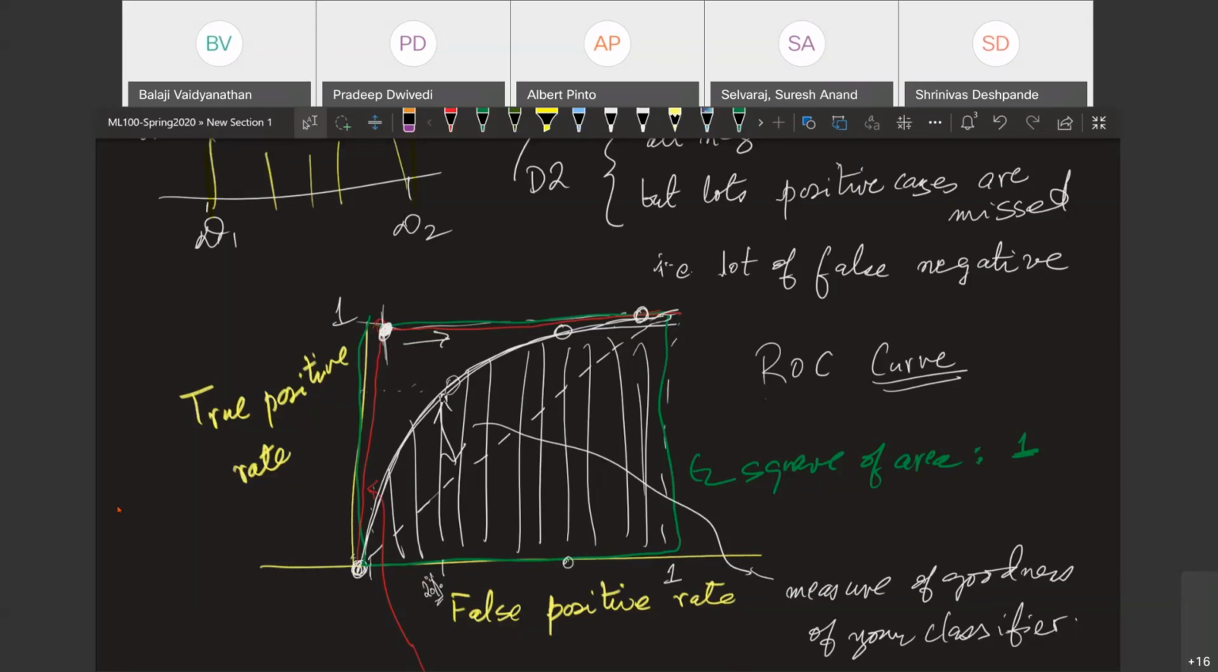When you're talking about serious illnesses, you want a good recall. You want a situation in which you don't miss positive cases, right? So your false negatives are low. You don't have false negatives. You catch all of them. If 16 people have cancer, a good cancer test will catch all 16 of them, right?